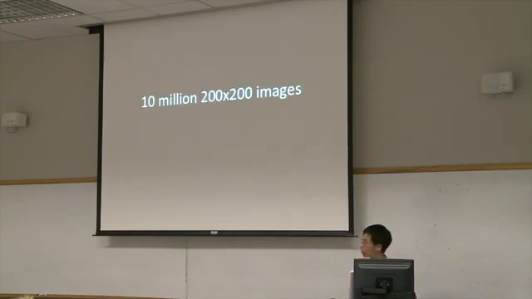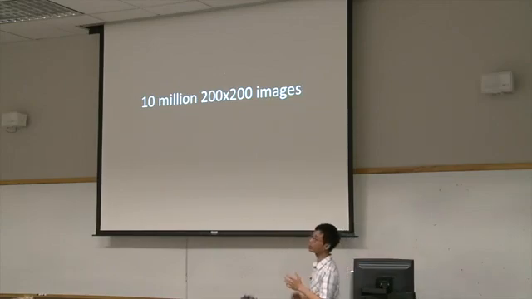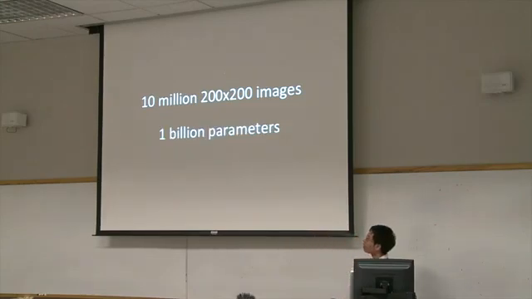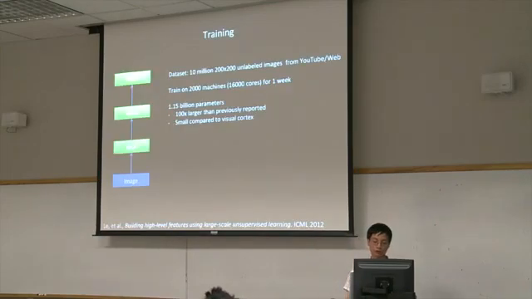So in the problem that I tried, we trained on millions of images, 10 million images of 200 by 200. So we take the algorithms that we have and train on 1,000 machines with 10 million images, right? And the number of parameters is 1 billion parameters. So in terms of scale, this is 100 times bigger than anybody has ever tried in deep learning, and probably somewhere in computer vision too.